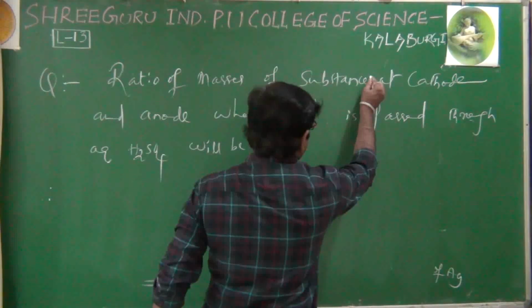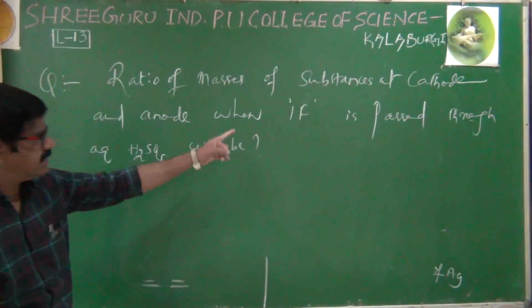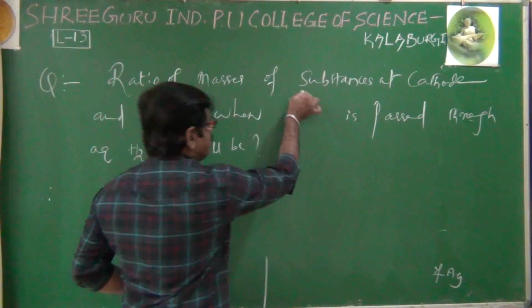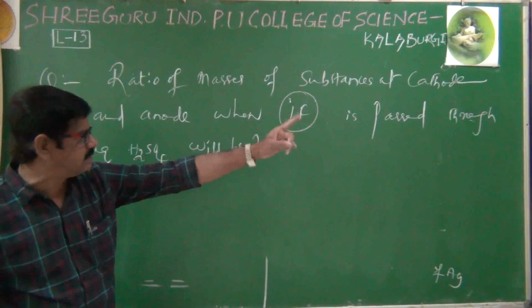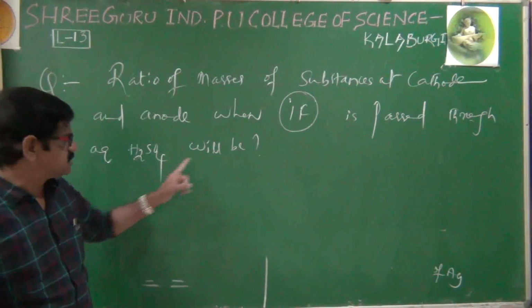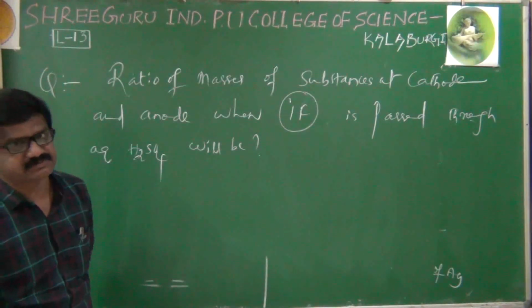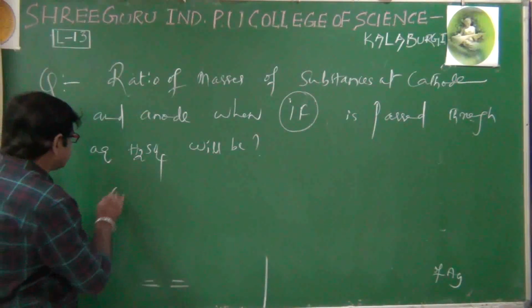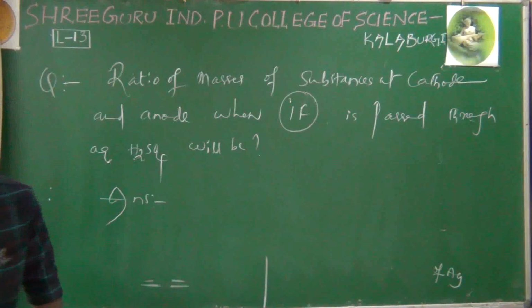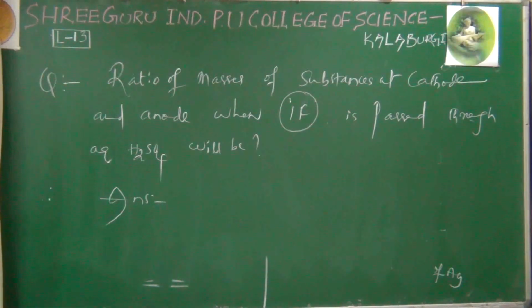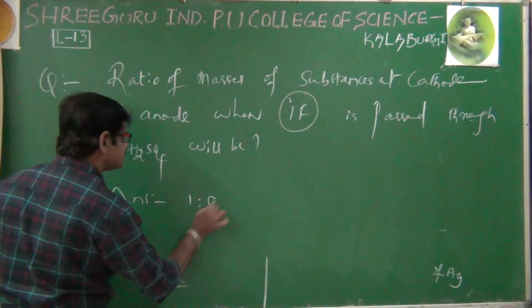At a cathode and anode, when 1 Faraday of current is passing through aqueous H2SO4 solution, what will the ratio be? Only 1 Faraday of current is passing. Therefore your answer is 1:8. 1:8 is our answer.